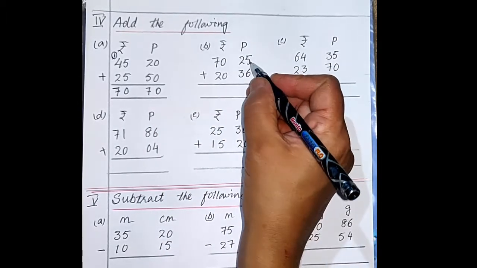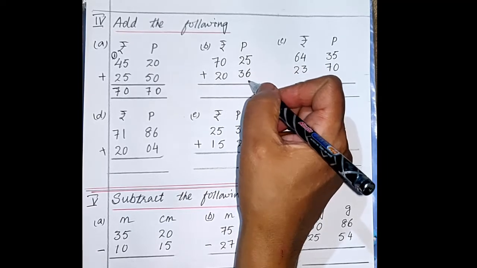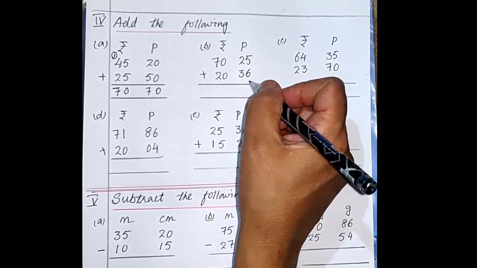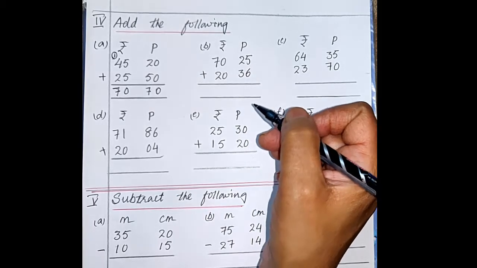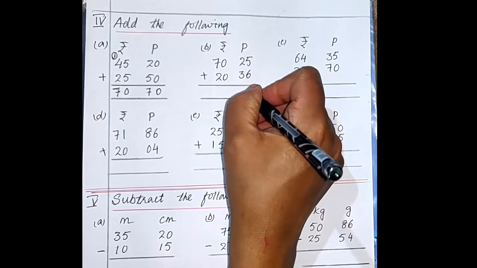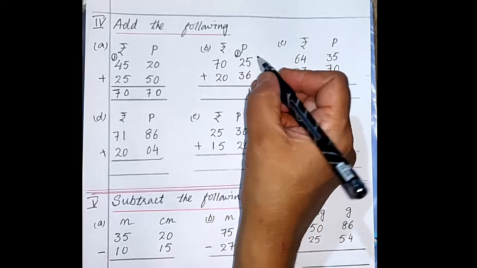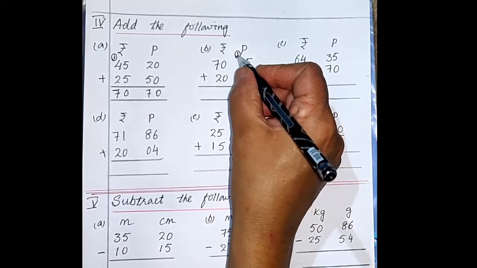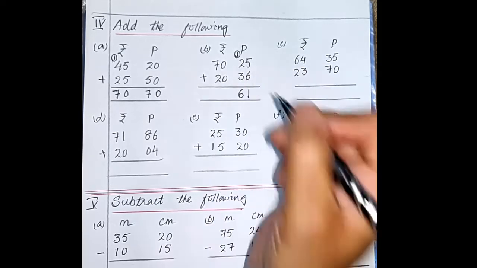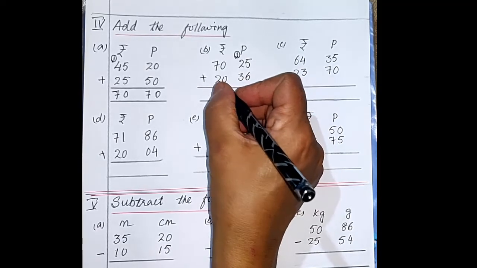Now here on ones place you have 5 and 6. 70 rupees and 25 paise, 20 rupees and 36 paise. So 5 plus 6 how many? After 5 take out your 6 fingers. After 5, 6, 7, 8, 9, 10, 11. So how do you write 11? 1 here on ones place, 1 carry over to tens place. Now 2 plus 1 is 3, 3 plus 3, 6. Right? Now here 0 plus 0 is 0. 7 plus 2, after 7, 8, 9.